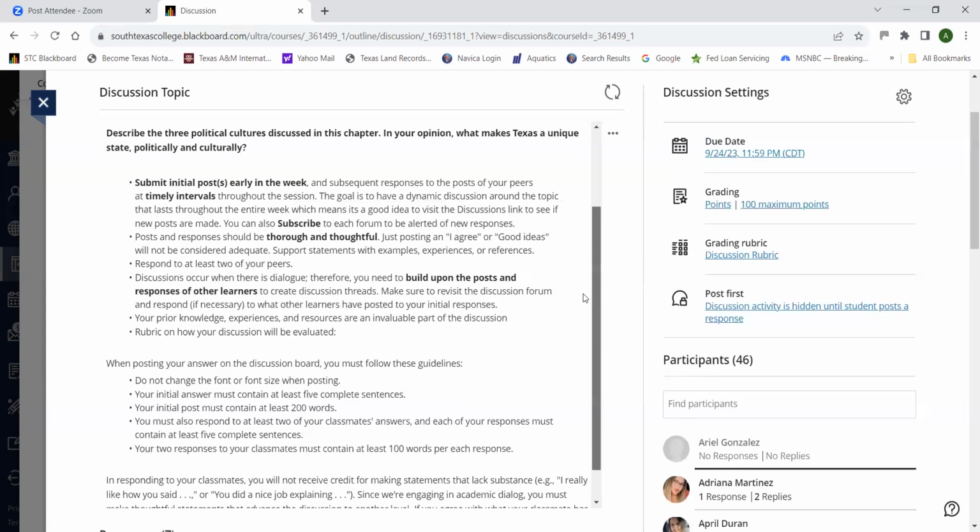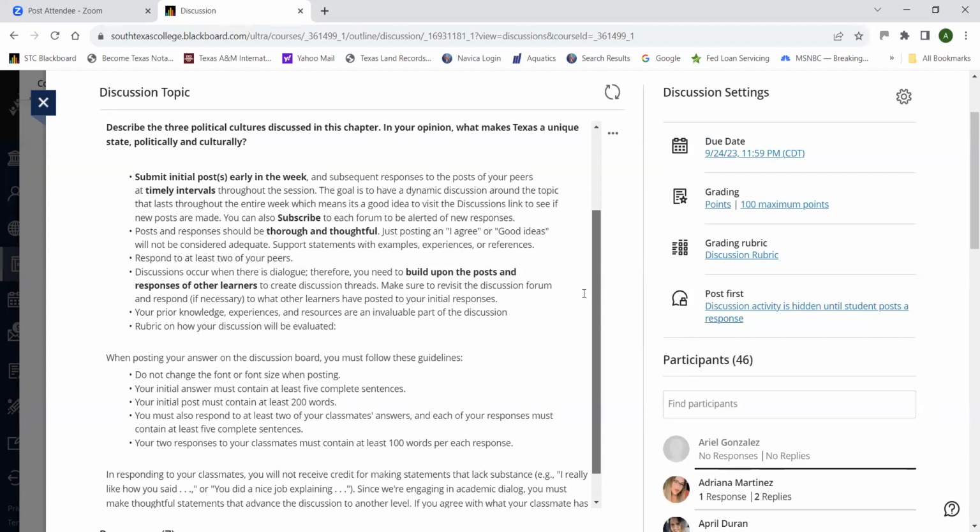But again, I want y'all to have a good understanding of how to go about doing this. So don't just leave it at agree or disagree, or that you did really well. Make sure that you support statements with examples, experiences, or references, like I was talking about, right? I'll explain right now how to do the responses in a bit, because those do give students a little bit of trouble, right?